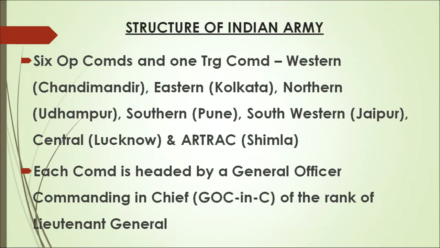The structure of the Indian Army is in 6 operational commands and 1 training command. We have the Western Command in Chandimandir, the Eastern Command in Kolkata, the Northern Command in Udhampur, Southern Command in Pune, Southwest Command in Jaipur, Central Command in Lucknow, and the Army Training Command in Shimla. Each of these commands is headed by the General Officer Commanding in Chief, or in short, we call him GOCNC, of the rank of Lieutenant General.